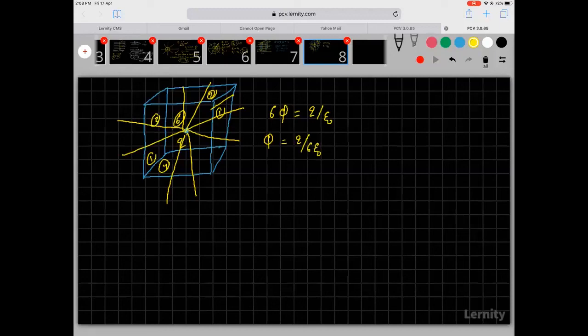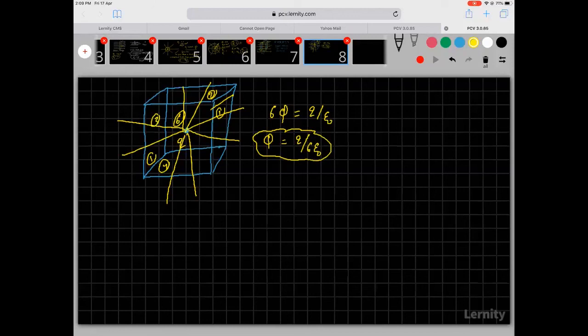So this was a question which came as it is. In many exams, it has come. It can come in many more exams. So flux is equal to Q divided by 6 epsilon naught. This is the flux through each of the faces.